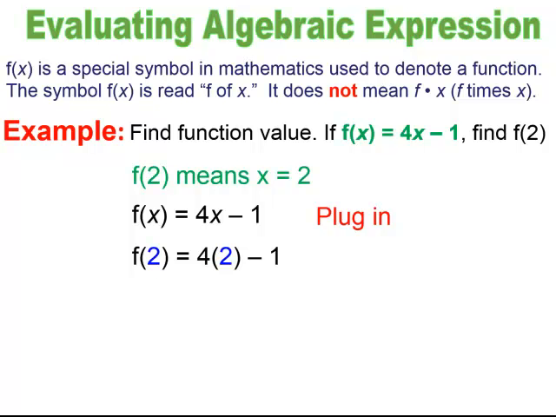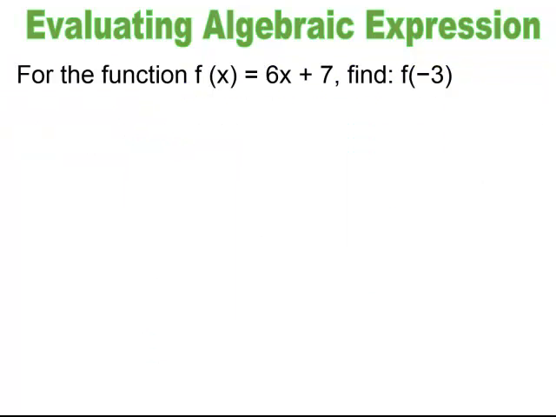So I have 4 times 2 is 8, and then 8 minus 1 is 7. So when I find my value, f of 2 will equal 7 for this expression f of x equals 4x minus 1. So it's evaluation using function notation. Pause and try.